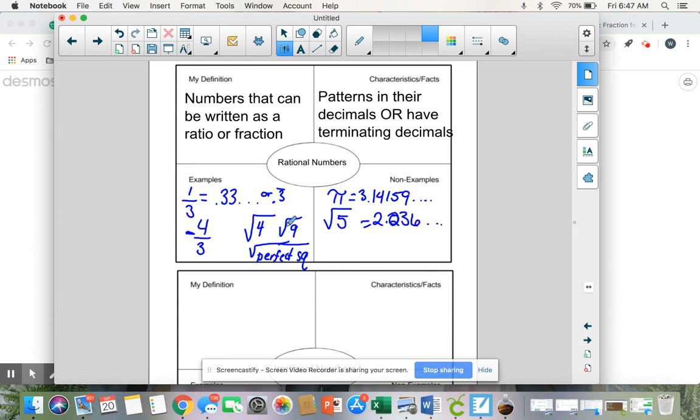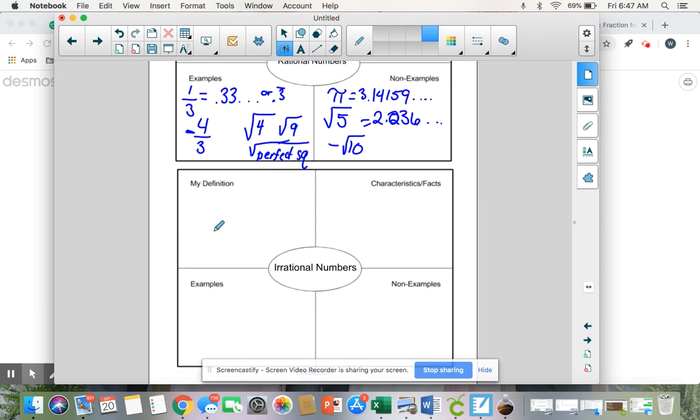It doesn't matter if they're positive or negative. So same here. If I did negative the square root of 10, it still is an imperfect square, so it's still not an example of a rational number. Here, I had a negative number. That's still rational because it can be written as a fraction.